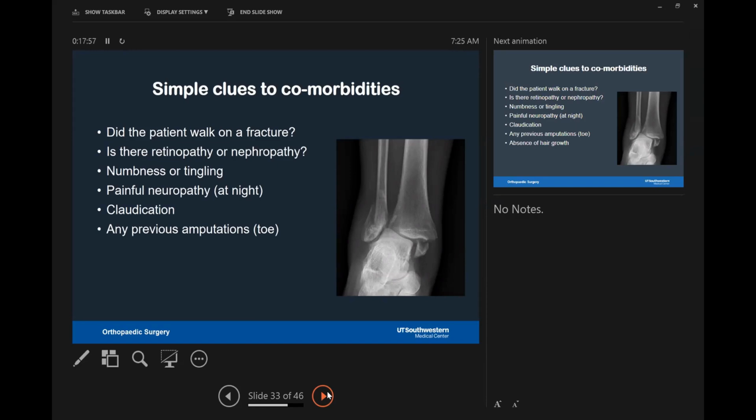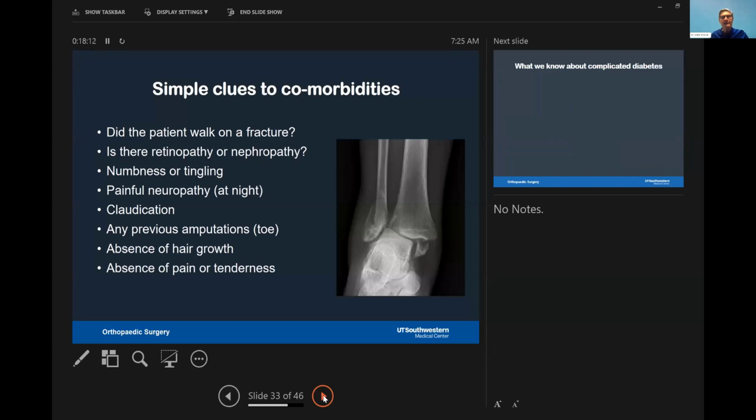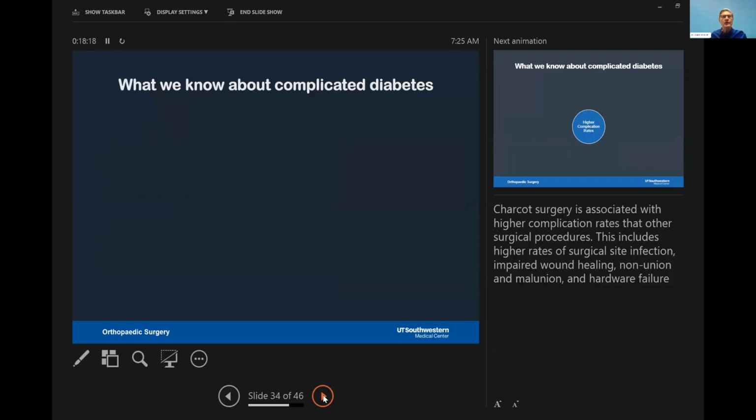And one of the big clues, if you see somebody that's lost a toe in diabetes, pretty good evidence that they've had an infection and probably neuropathy. Absence of hair growth is another good sign that I see, with the shiny skin. And classically, the absence of pain or tenderness with an associated deformity. So we know about complicated diabetes because we've studied this, and this is what these patients are.